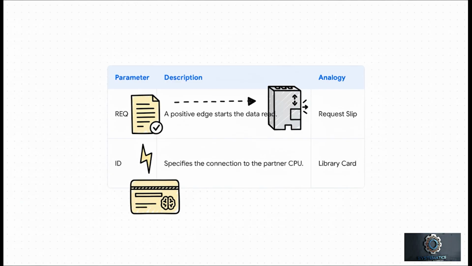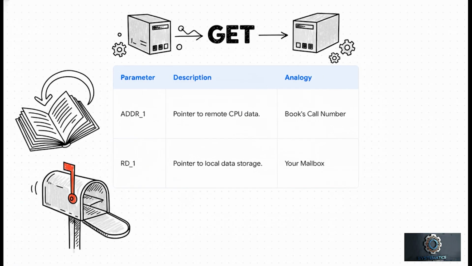Then you have the ID. This is basically your library card. It tells the system exactly which PLC on the network you're trying to talk to. Next, we need the addresses. Where's the data and where's it going? ADDR_1 is the book's call number. It's a pointer that says, hey, on that remote PLC, I want the data from this specific spot.